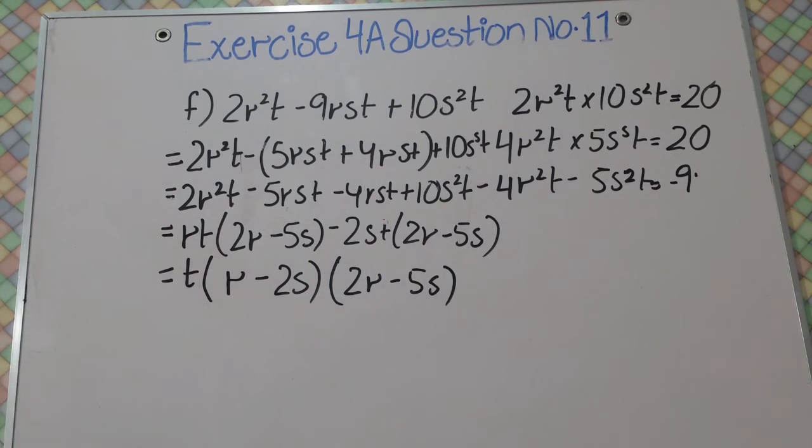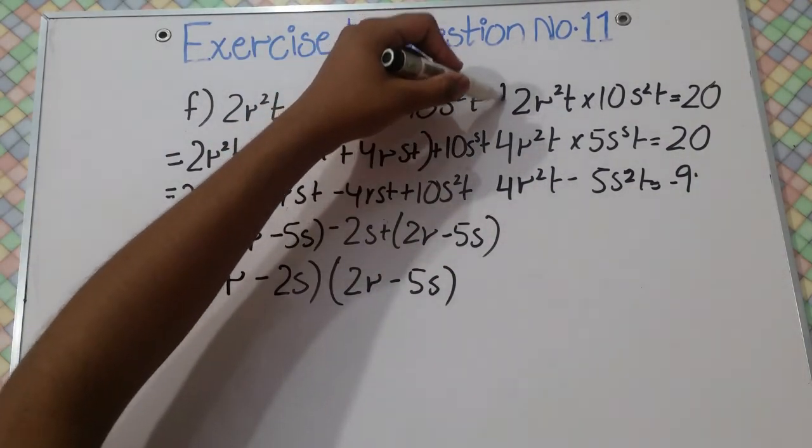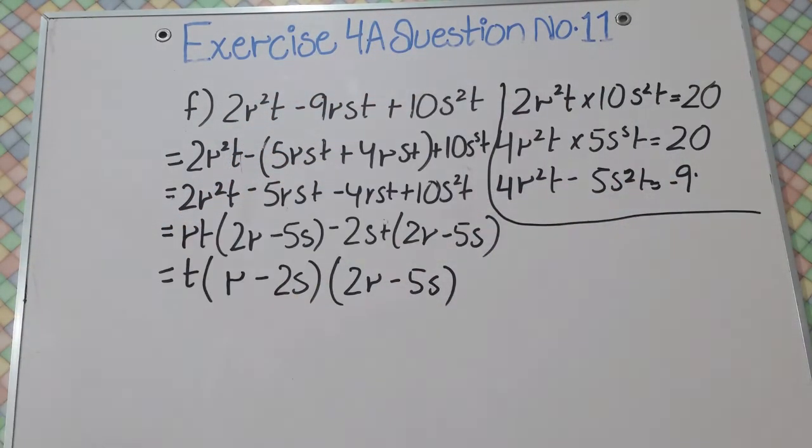I hope you like today's video. In this video we have solved exercise 4a question number 11 of book 2. It was related to middle term breaking, and it has 6 parts which were pretty easy.